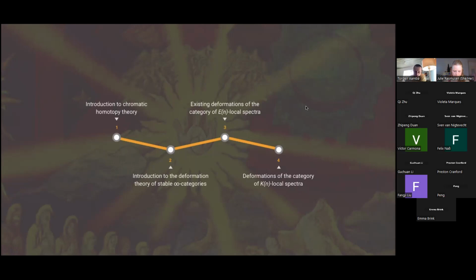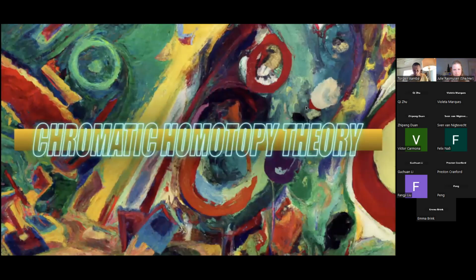So EN local spectra deform very nicely. They're a very nice category. Some problems will arise, and there are a lot of issues with doing anything KN locally, because KN localization is not as good of a functor as EN localization, but we'll get to that. Okay, so first some introduction to chromatic homotopy theory.